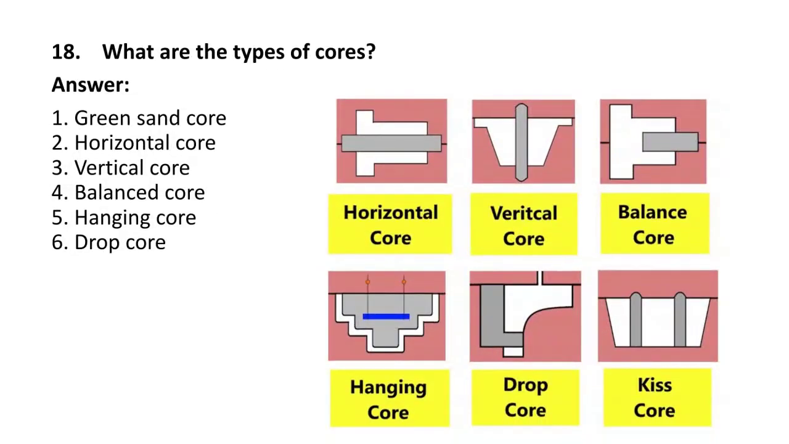Next question, what are the types of core? So the answer is green sand core, horizontal core, vertical core, balance core, hanging core, and drop core. So these are nothing but different types of core.